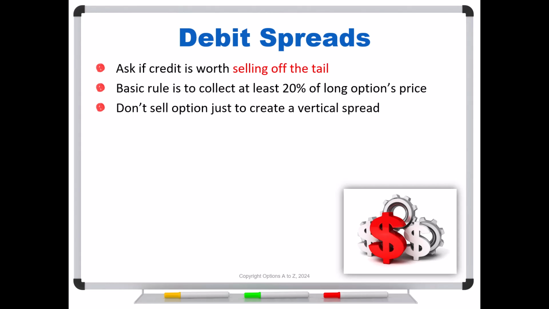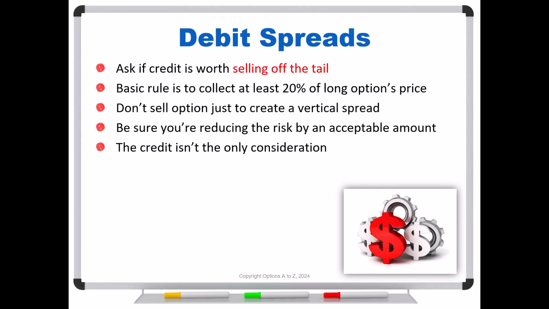And so the main story is always be sure you're reducing that risk by an acceptable amount. The credit that you're receiving for the sale of that option isn't the only consideration. Always remember, the cost is that you're selling off the tail. And in the stock market, those tails can get really fat.